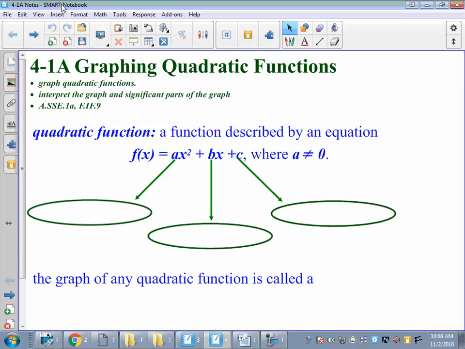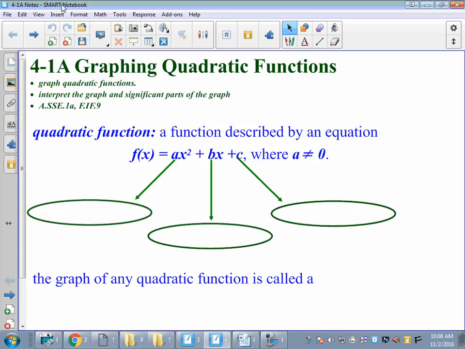These are your 4-1A notes, and we are going to learn how to graph quadratic functions in these notes. So again, just a quick reminder that if you don't understand the concept fully after watching these notes, you need to re-watch the notes. Pay more attention to some details.